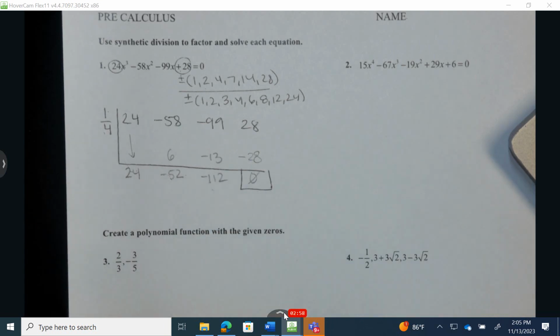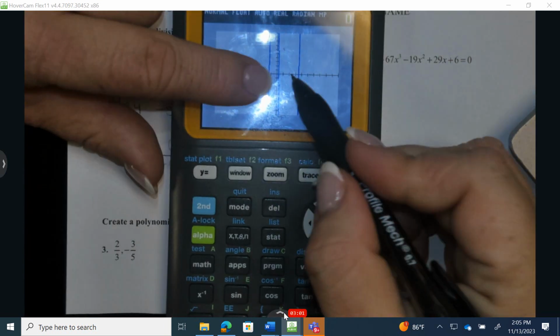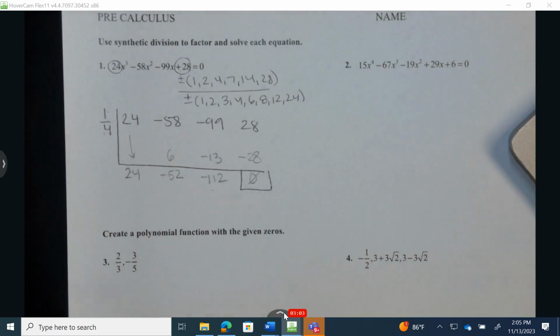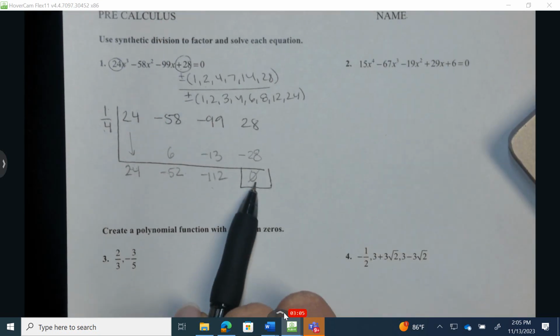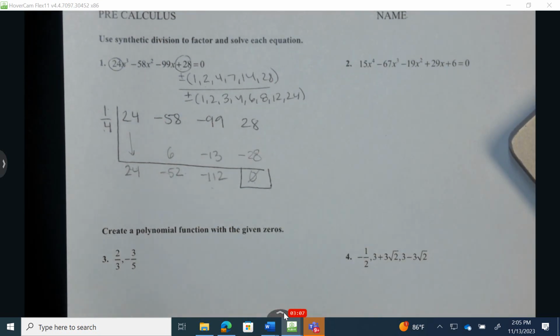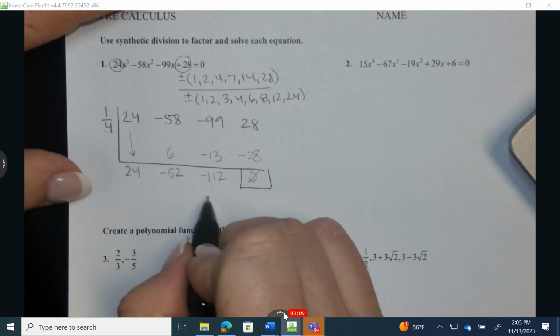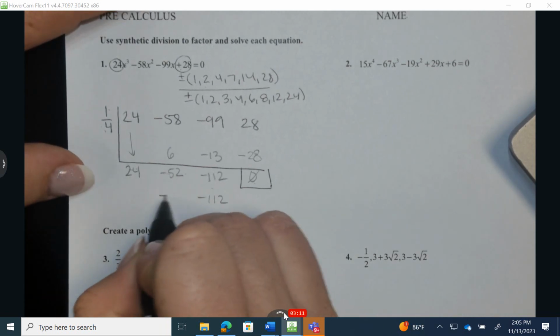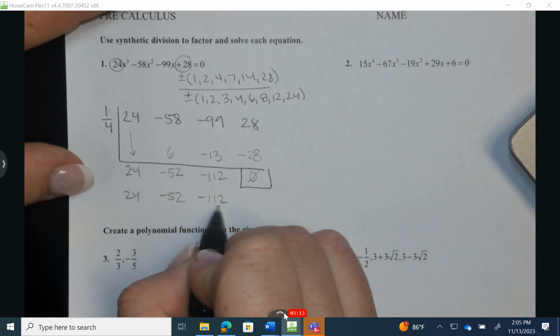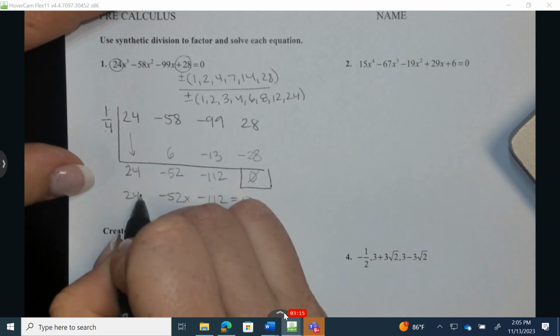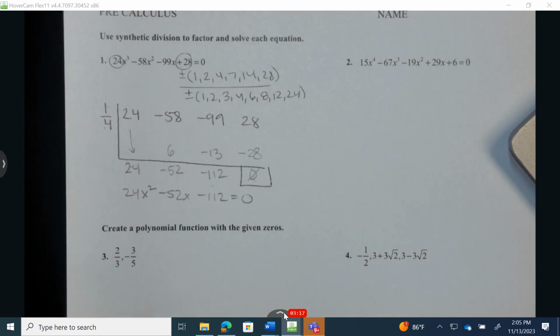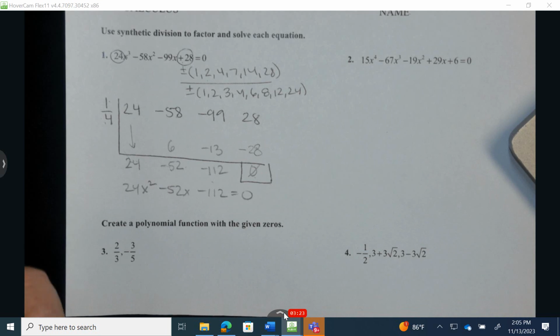That's no surprise. I knew it was going to work because 1/4 is in fact an x-intercept, which means that the output or the y value would be 0. Makes sense. What do I do with this? So negative 112, negative 52, and 24. No x's, 1x, and 2x. Now, that's way too big of numbers to work with. When I look at this, I believe that I can factor out maybe even, I know I can factor out a 4.